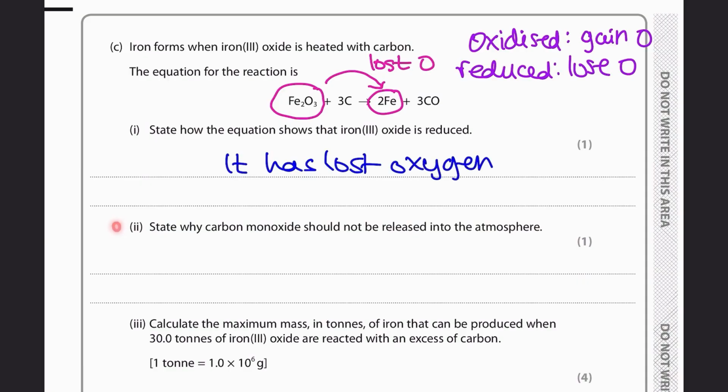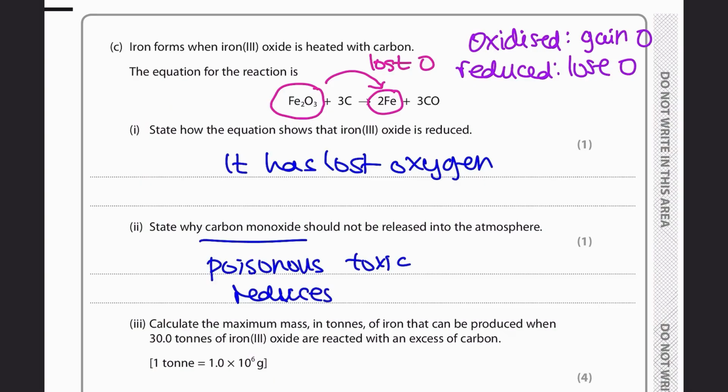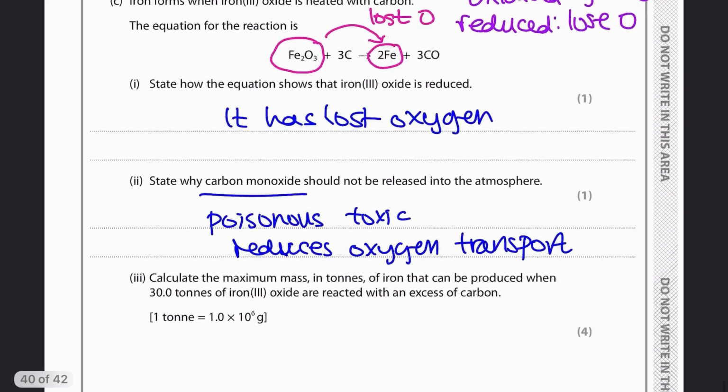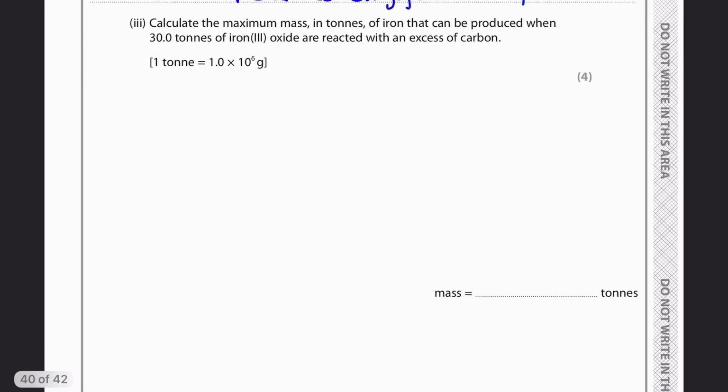Next part, state why carbon monoxide should not be released into the atmosphere. Poisonous, toxic. Why? Because it reduces oxygen transport. This is also tested in biology, so remember the harms of carbon monoxide gas. Right, finally, calculate the maximum mass in tons of iron that can be produced when 30 tons of iron oxide is reacted with an excess of carbon.